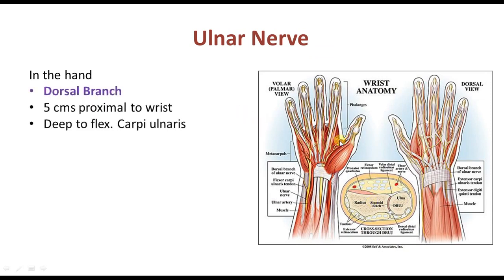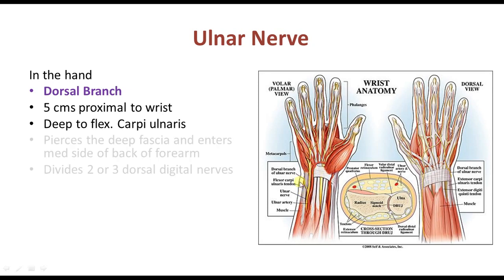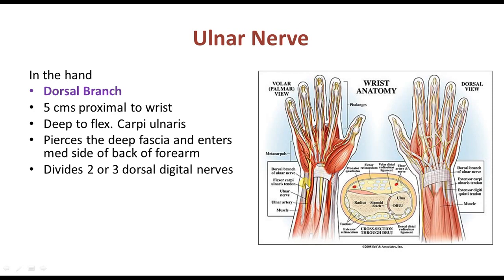So in the hand, the dorsal branch, as I told you, 5 centimeters proximal to the wrist, passes deep to the flexor carpi ulnaris after giving this branch. Then it pierces the deep fascia and enters the medial side of the back of the forearm. 2 to 3 digital nerves supply the medial 1.5 fingers. That is the dorsal branch of the ulnar nerve.